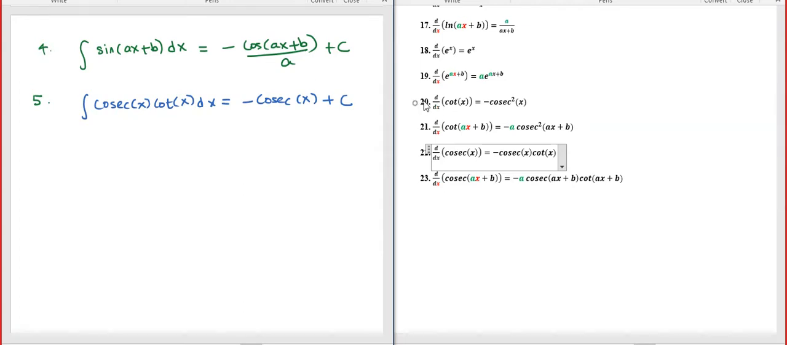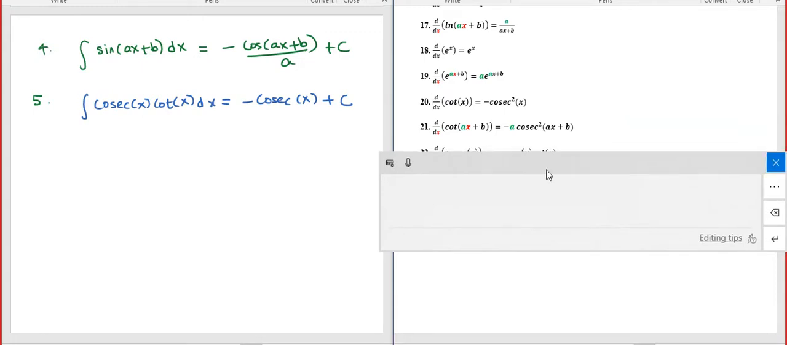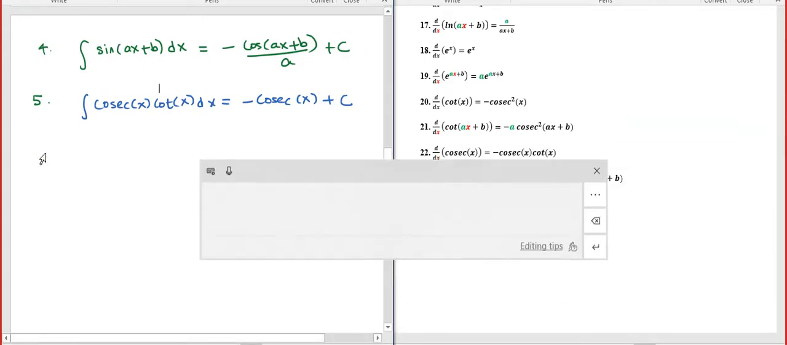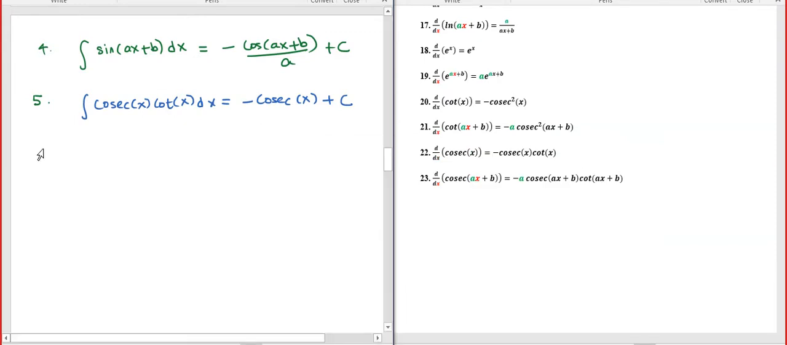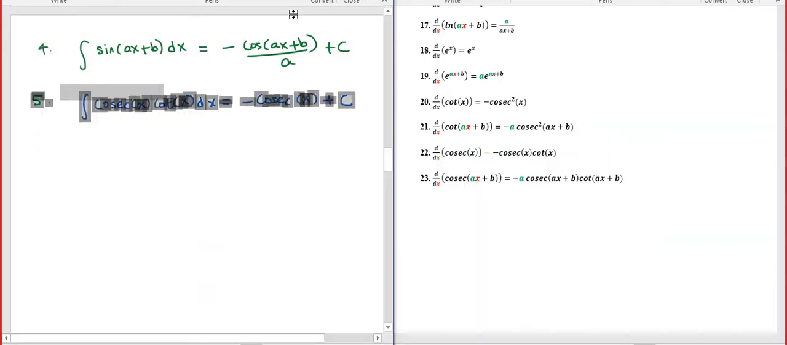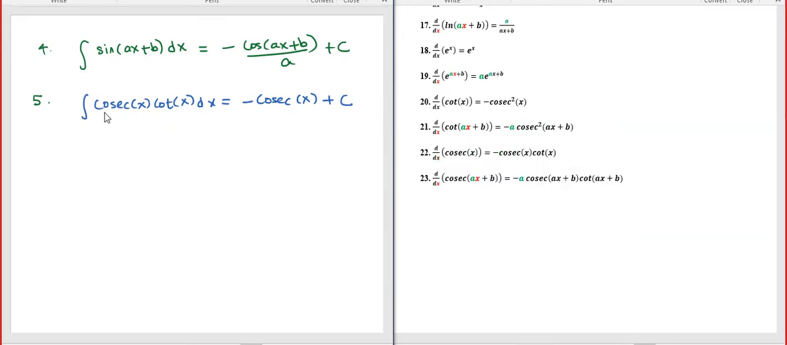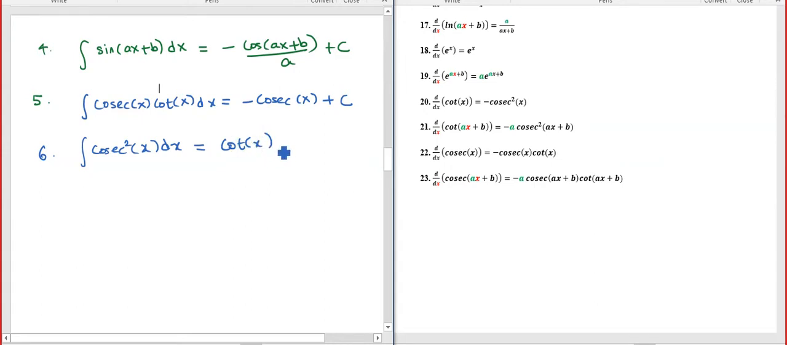Similarly, if you look at this rule number 6, we get the rule, integration of cosecant square x dx is equal to minus cot of x. Okay. Also, we know that the derivative of e power x is e power x. So integration of e power x also remains e power x. Of course, the constant of integration will be there.